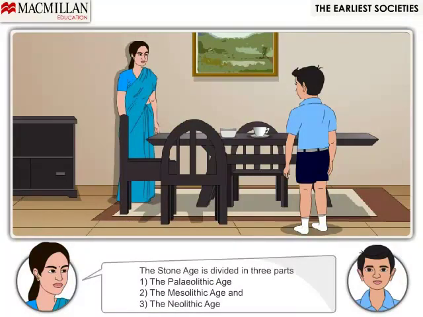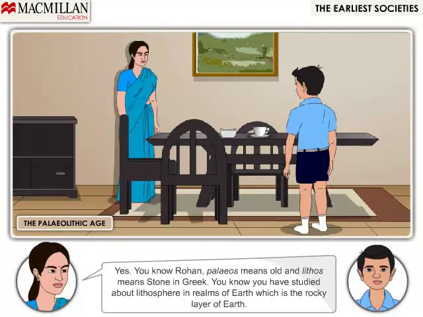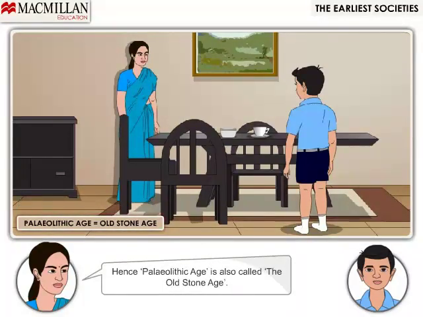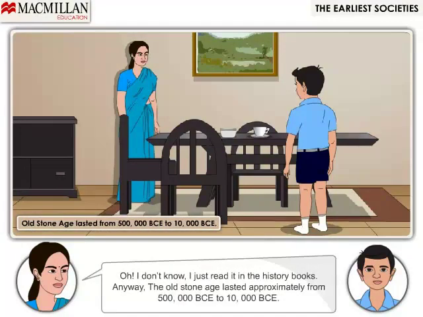The Stone Age is divided in 3 parts: the Paleolithic Age, the Mesolithic Age, and the Neolithic Age. Mom, was the Paleolithic age first? Yes, you know, Rohan, Paleos means old and lithos means stone in Greek. You have studied about lithosphere in realms of earth, which is the rocky layer of earth. Hence, Paleolithic age is also called the Old Stone Age. Wow, Mom, you know Greek too. Oh, I don't know. I just read it in the history books.